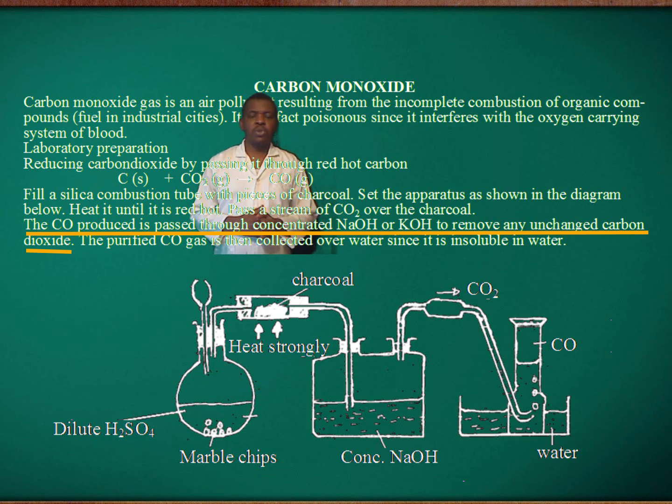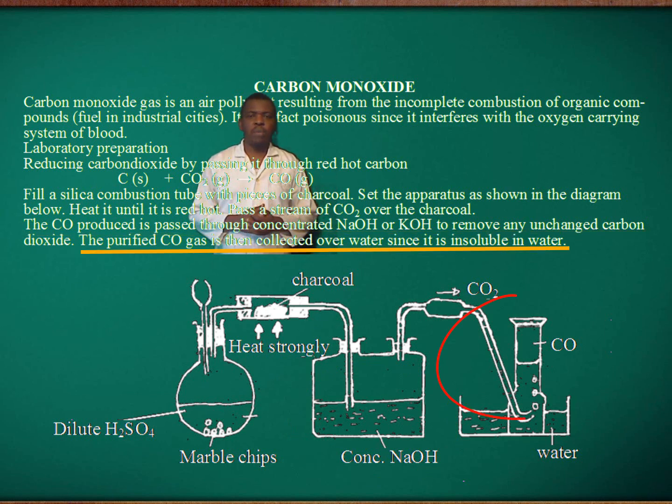The carbon monoxide produced is passed through concentrated sodium hydroxide or potassium hydroxide to remove any unchanged carbon dioxide. The purified carbon monoxide is then collected over water since it is insoluble in water.